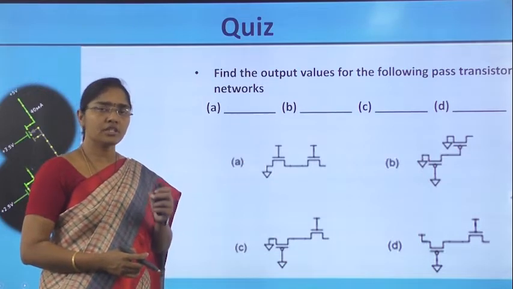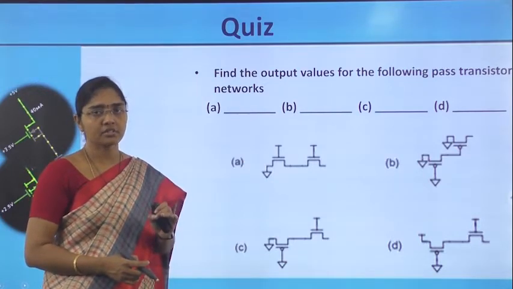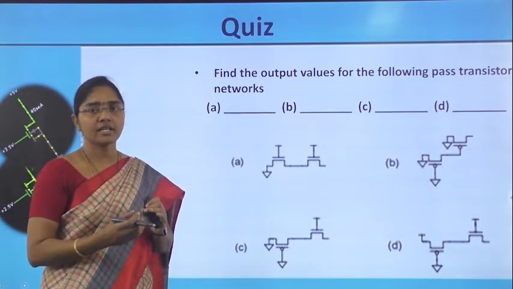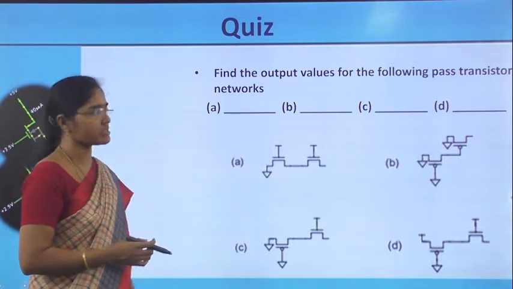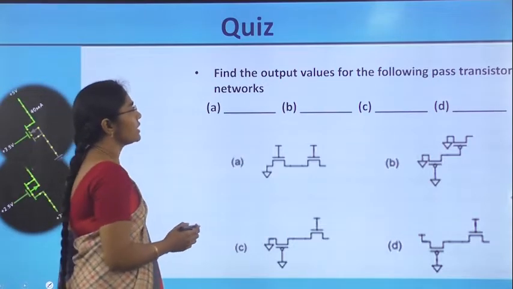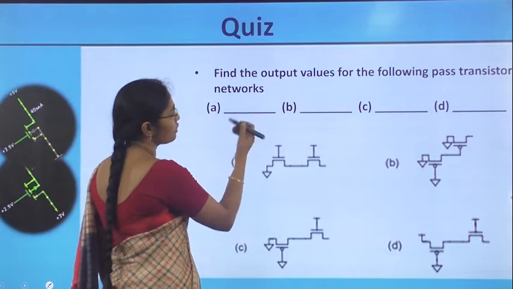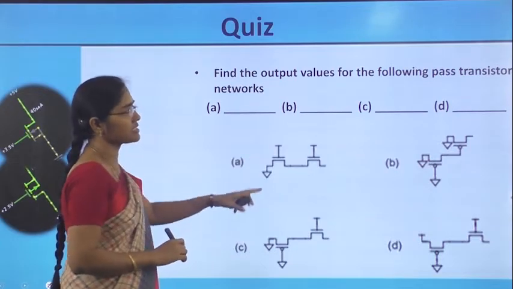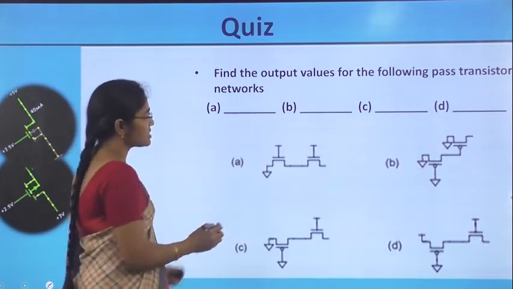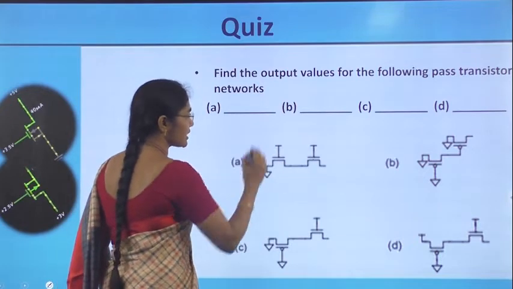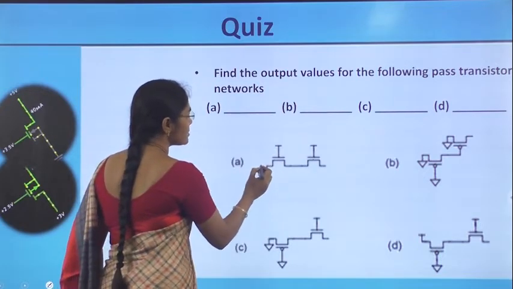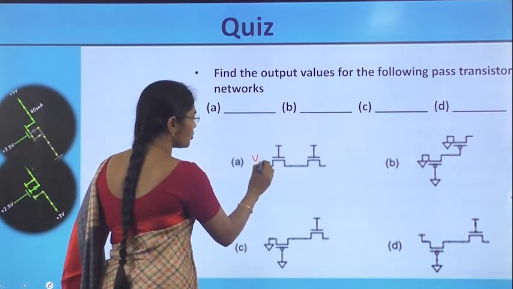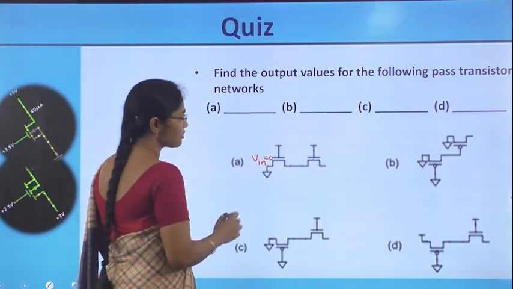I hope you understood the pass transistor concept. Now, to check our understanding, let us check this quiz. First one, find the output values for the following pass transistor networks. The first two pass transistors are connected in series, and at the source, or at the input, ground is connected. Then what is the output?